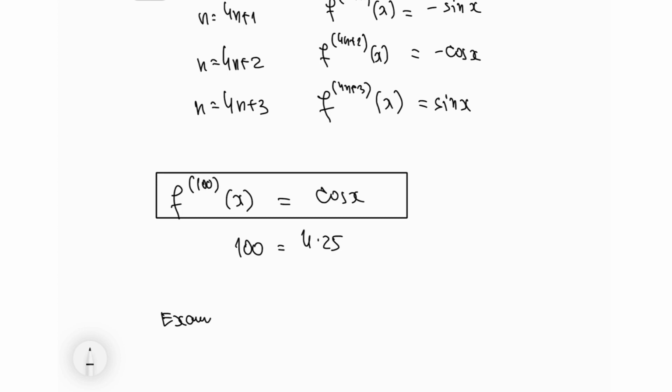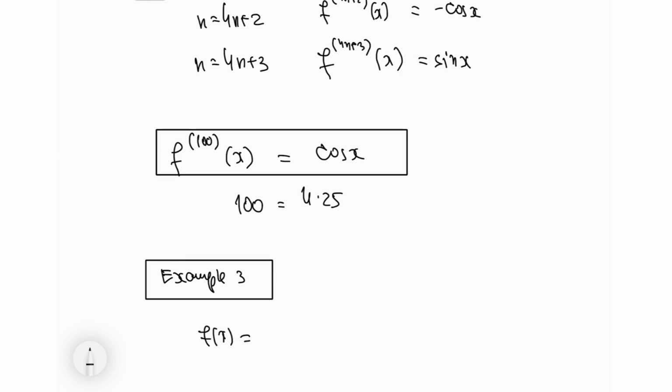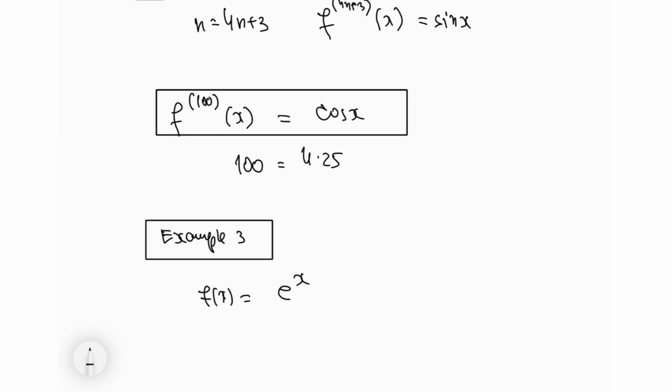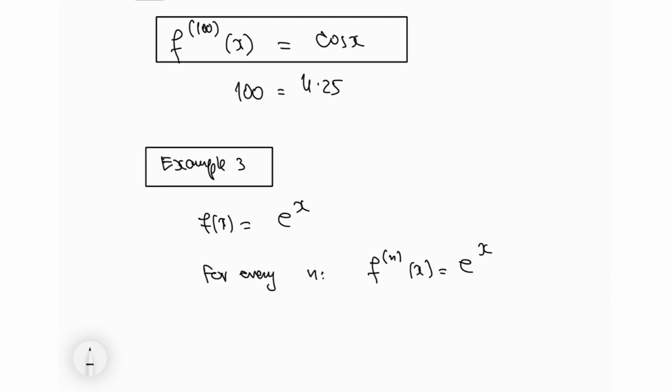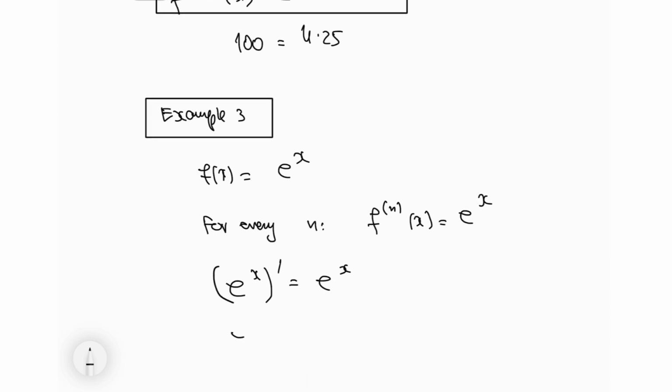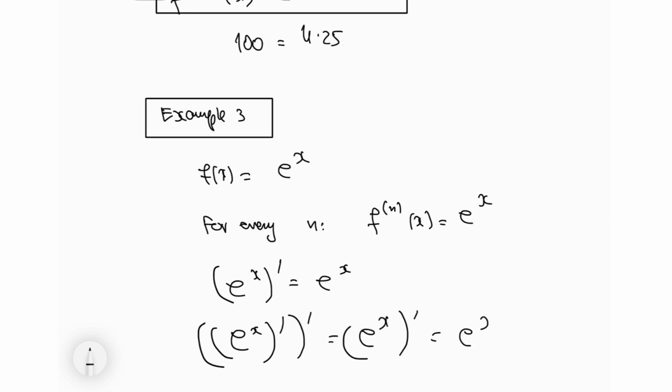Example 3. You have f of x equals e to the power x. For every n, the nth derivative of e to the x is just e to the x. This is easy because every derivative of e to the power x, if you take the second derivative, is again the same function.